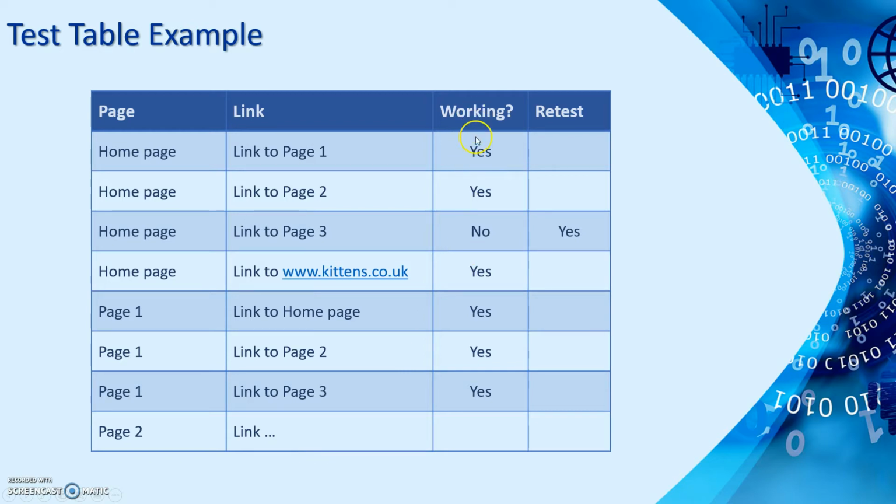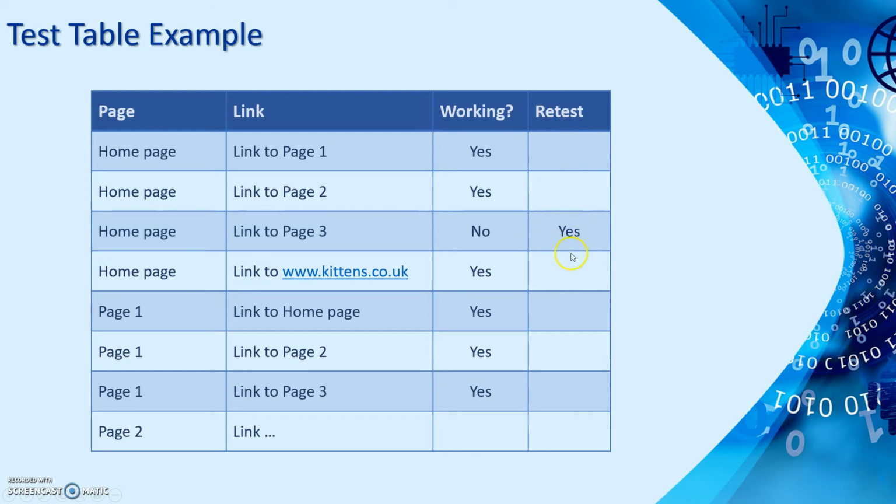So here we've got our working column, and as you test each one of these links, you would mark down if they're working or not. So yes, yes, oh, that one didn't work. Then you would have to go back to your code and you would have to fix that hyperlink, and then you would have to retest it.